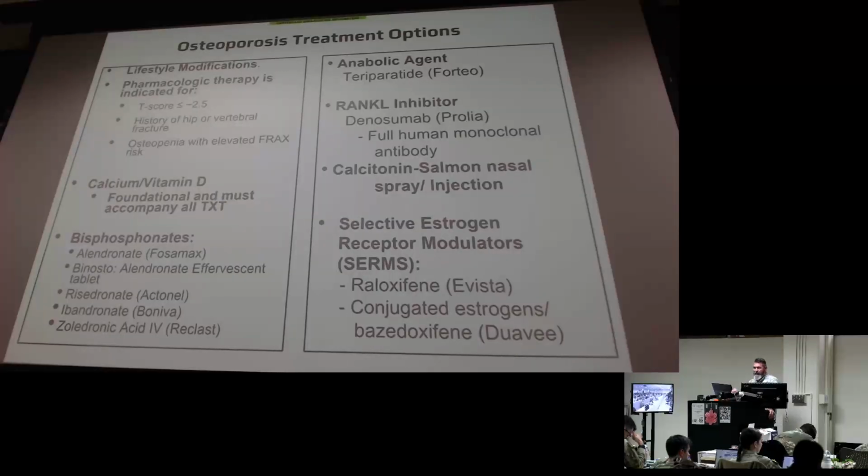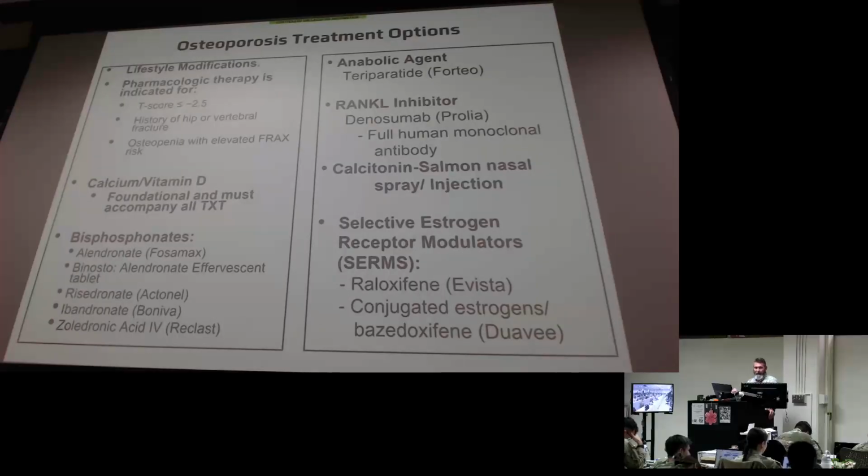We also have an anabolic agent. This is the only one that actually builds bone. The rest of them are anti-resorption. The teriparatide, or Forteo, is actually a bone builder. It's an anabolic agent. And then for osteoporosis, we have a monoclonal antibody, just like we've talked about monoclonal antibodies for a couple of different disease processes. We talked about them with migraines for treatment and prophylaxis last week. But here, there's only one, so you need to be able to recognize it.